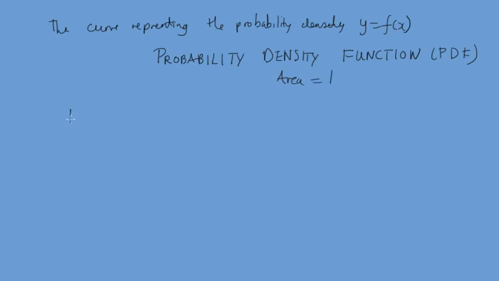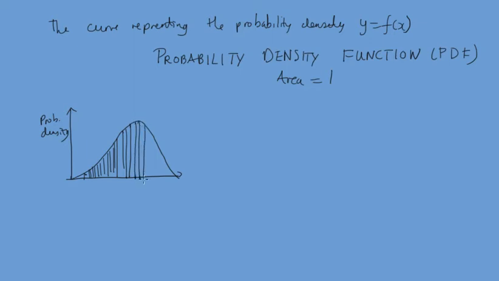So let's look at a couple of shapes. So this is our probability density. I'm just going to draw the shape, and then I'll draw the histogram underneath it. So imagine a histogram here. These are meant to be equal widths. So this curve is y equals f of x. This is the probability density function.